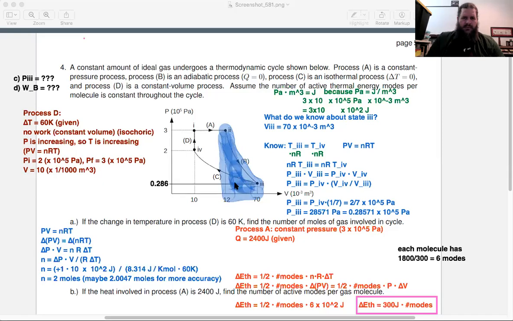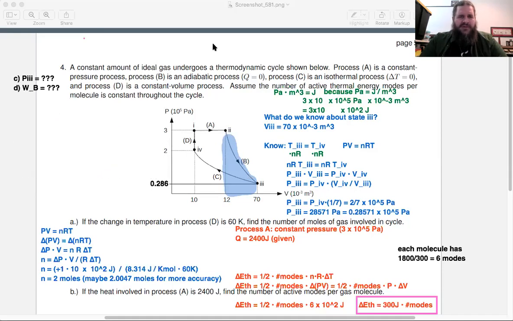So we want to know this area here. I guess I should make that a little more fitting inside the curve. We want to know this area. We want to know the work done during process B. And finding the area under the curve is going to be really inconvenient because that's not a nice, neat shape. We could approximate it using a triangle and a rectangle, but that wouldn't be a very good approximation because this is a curve. But we can find the work in other ways, probably by going back to the first law of thermodynamics, conservation of energy.